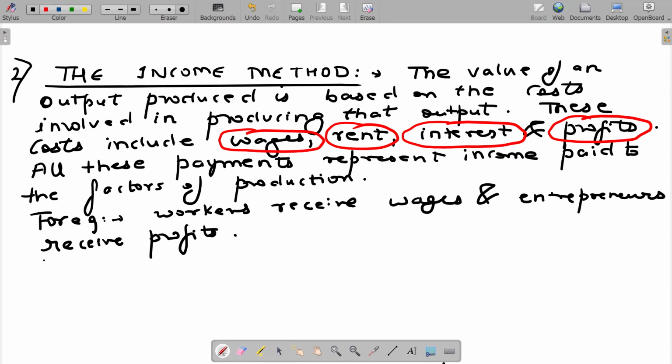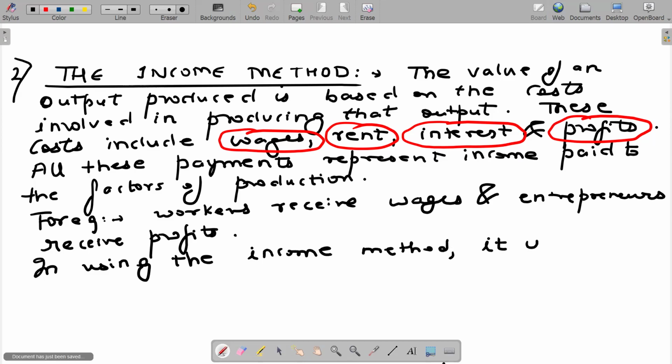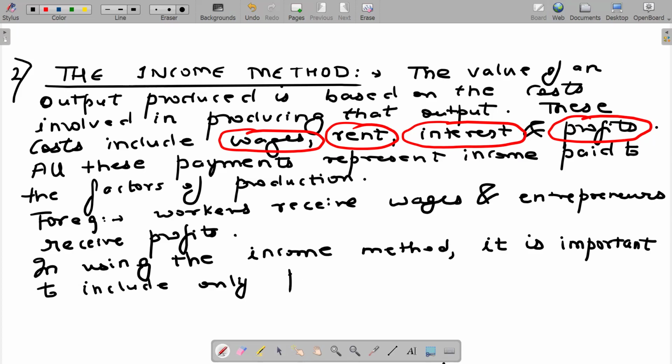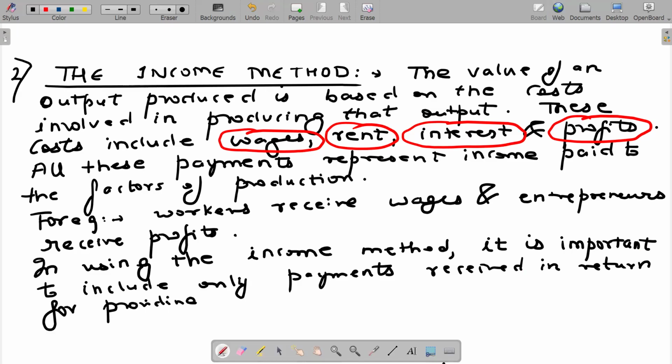So I can write that in using the income method, it is important to include only payments received. It is important to include only the payments received in return for providing a good or service.